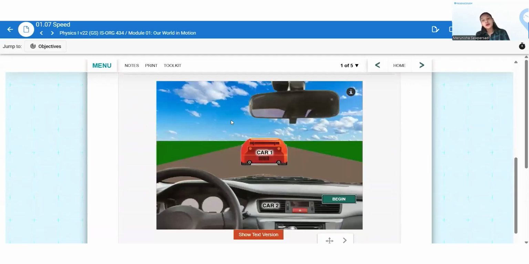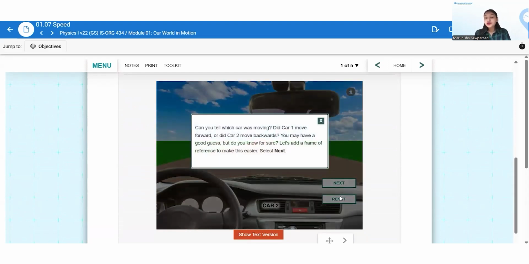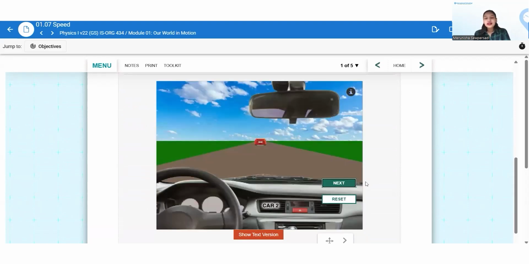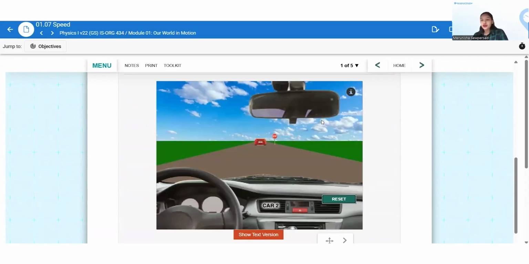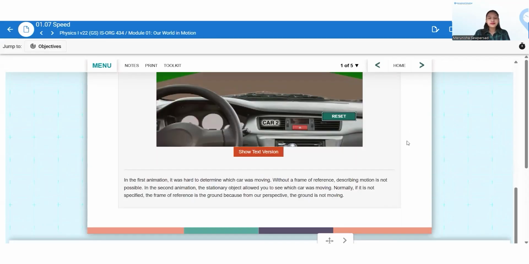You are in car 2, someone else is in car 1. Did car 1 move forward or did car 2 move backwards? Let's add a frame of reference. It is us who moved. So when you have a frame of reference, it's something that's stationary, it's solid, it's planted into the ground. So when we put that stop sign next to car 1, we notice that it's us moving backwards. So if we are moving backwards, then it's us in motion, not car 1 like I previously assumed.